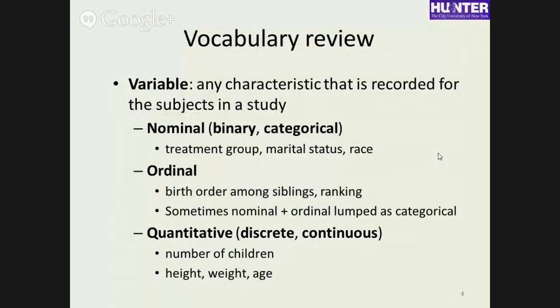All right, so quantitative variables, they might be discrete like number of children or continuous like height, weight, and age, but the important thing about these is that we can do math on them. We can add, we can subtract, we can multiply. Differences between values actually make sense, which they don't for nominal or ordinal variables.